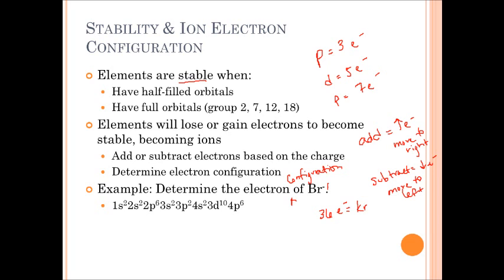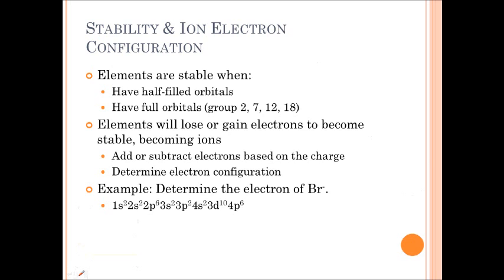1s2, 2s2, that's 4. 2p6, 3s2, so now we're up to 12. 3p6, 4s2, okay, we're up to 20 at this point. 3d10, now we're up to 30, and then we put the remainder, 6, in the 4p. So this ends up giving us the electron configuration that we would have for basically krypton.